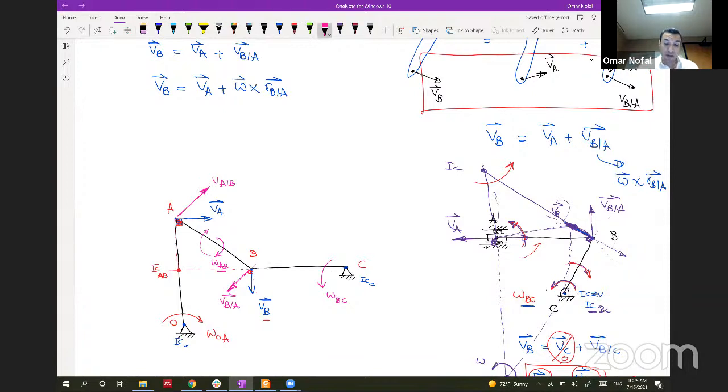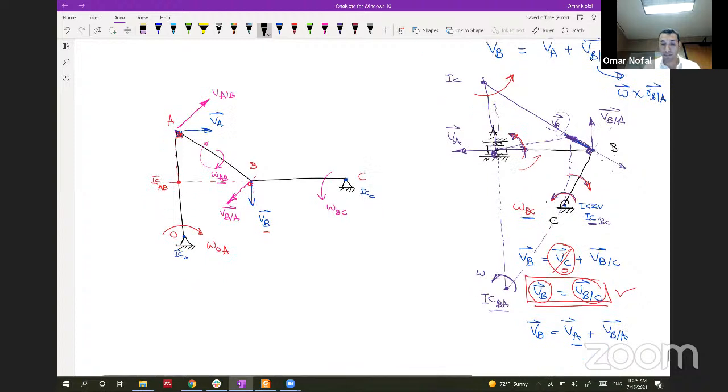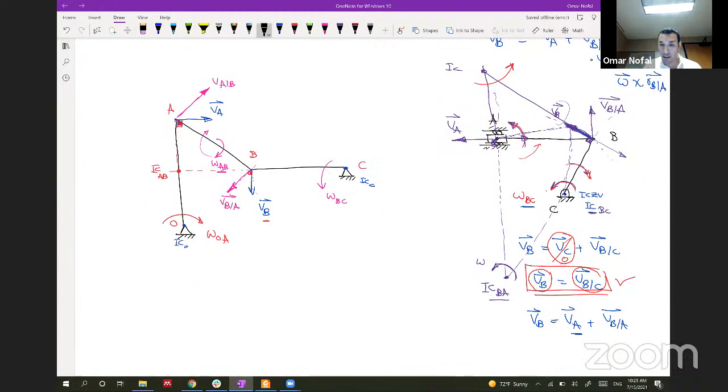So maybe in tomorrow's quiz, or maybe in the other quiz, you will be given a problem. You should be able to determine VB with respect to A and VA with respect to B based on the omegas. So let's solve the same problem and let's change the omegas. Okay, let's have this.